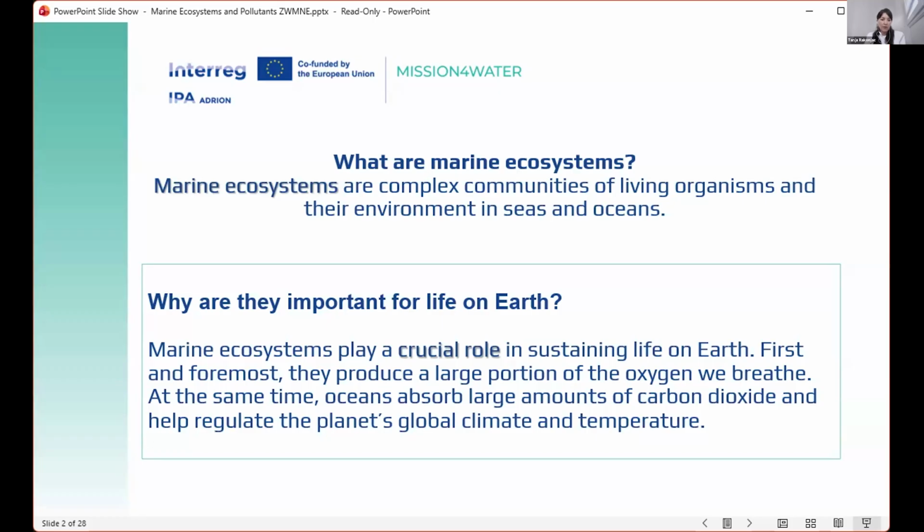They are also home to an enormous number of plant and animal species, thereby contributing to the preservation of biodiversity and the natural balance of life on Earth. Because of their importance, the protection of marine ecosystems is one of the most significant challenges facing modern society. Next slide, please.